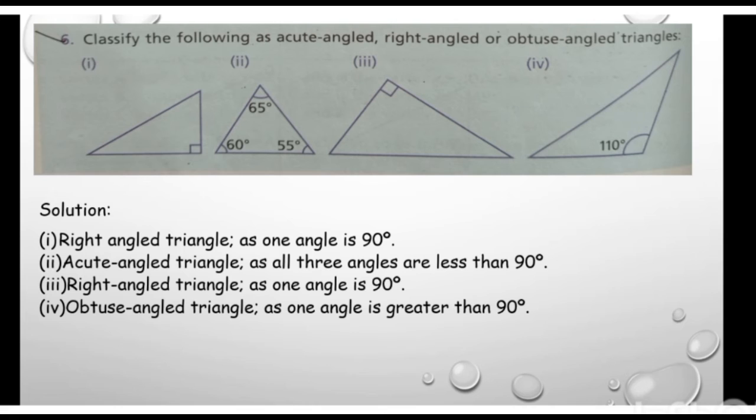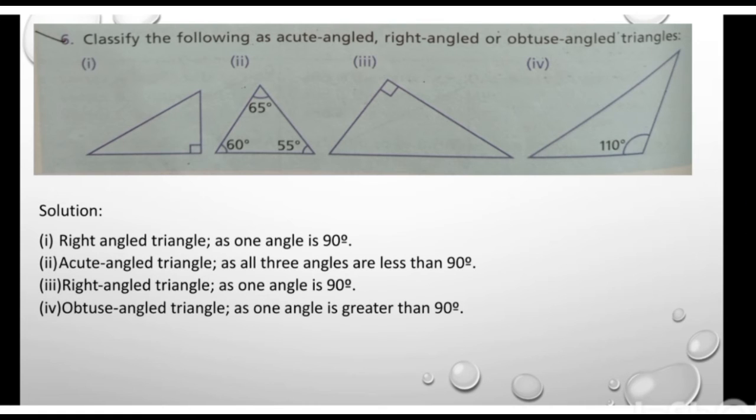Now look at the figure given in part 2. In this figure all 3 angles are less than 90 degree. One is 60, the other one is 65, the other one is 55. All 3 angles are less than 90 degree, meaning all 3 angles are acute angles. So therefore we say it is an acute angled triangle.